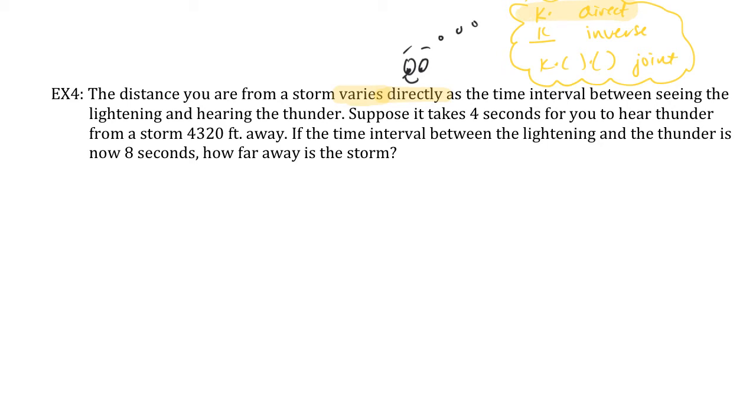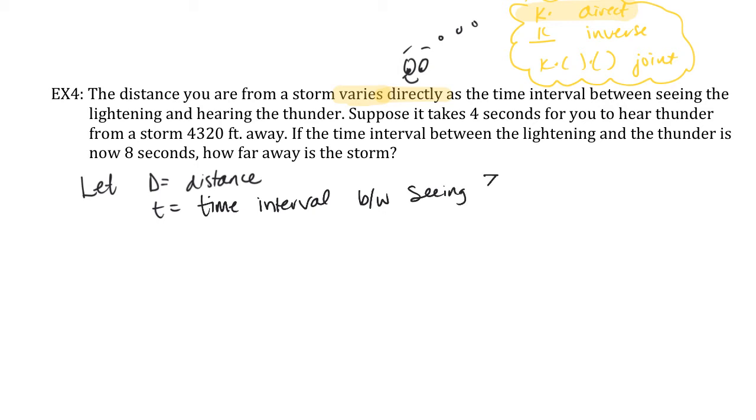So the distance you're traveling from a storm varies, so I'm going to let d equal distance directly as the time interval. So I need to have something for t. Let t equal my time interval between seeing lightning and hearing thunder.